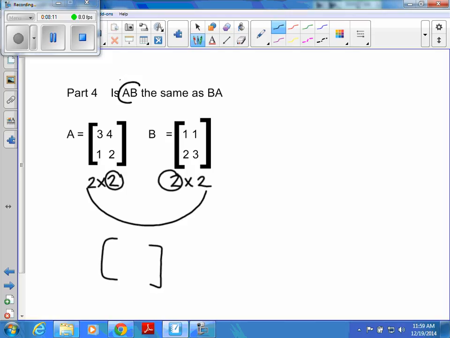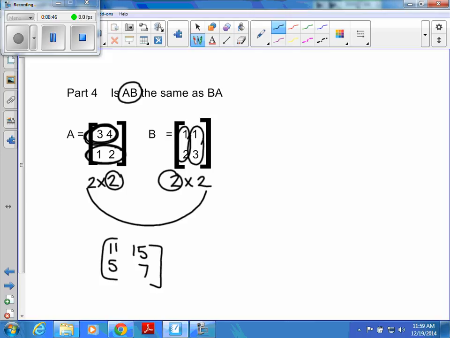And let's multiply AB and see what we get. You multiply row by column. 3 times 1 is 3, plus 4 times 2 is 8, so you get an 11 right there. Then you do this row and second column, which gives you 3 plus 12. 3 plus 12 is 15. Then you do the second row, first column, which is 1 plus 4, which is 5. And then 1 plus 6, which is 7.